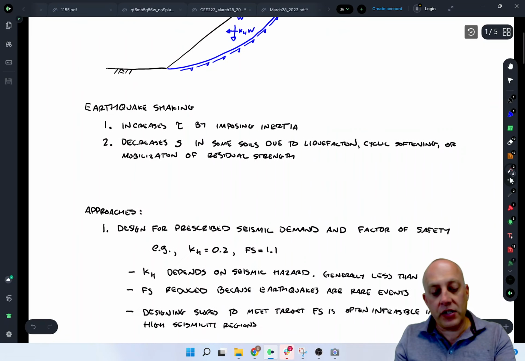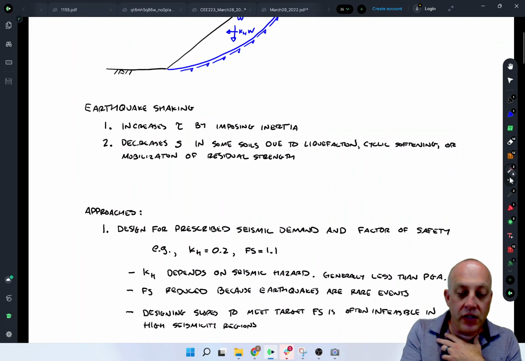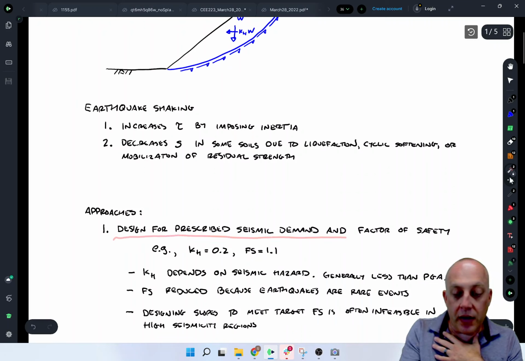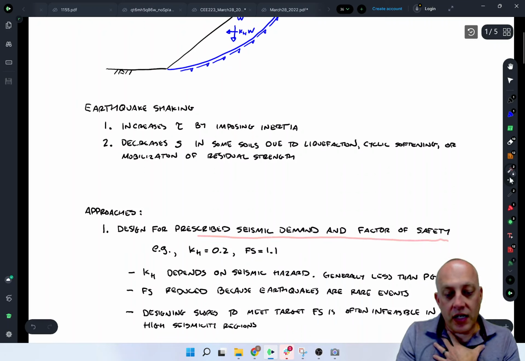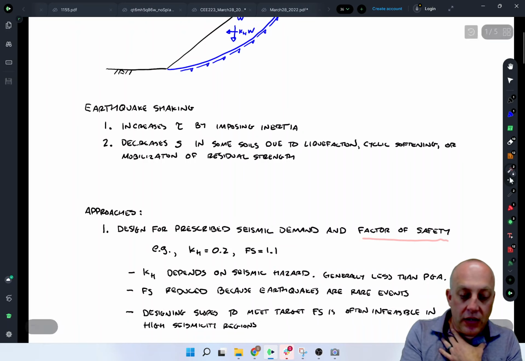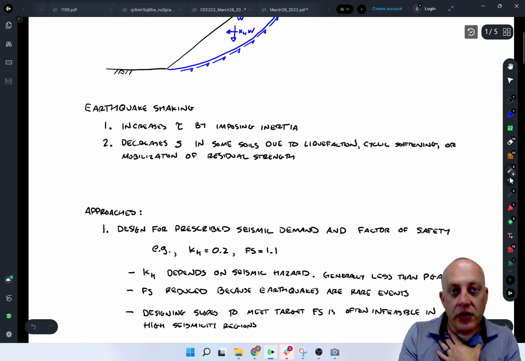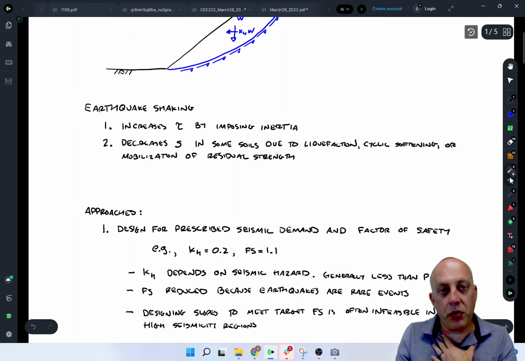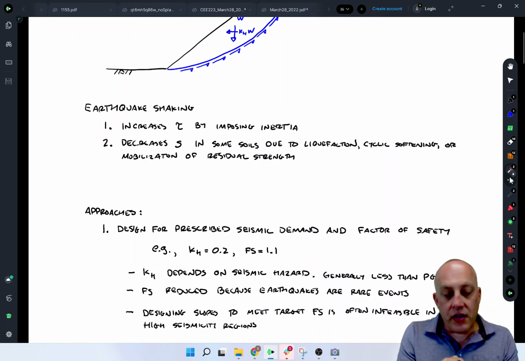So the different approaches I mentioned already. First, you could design for a prescribed seismic demand and some factor of safety. So a common one might be like you have to plug in kh equals 0.2, and if your factor of safety is 1.1, you're good. If it's less than 1.1, you have to do some mitigation, make the slope stronger, make it flatter, do something to make its factor of safety go up.